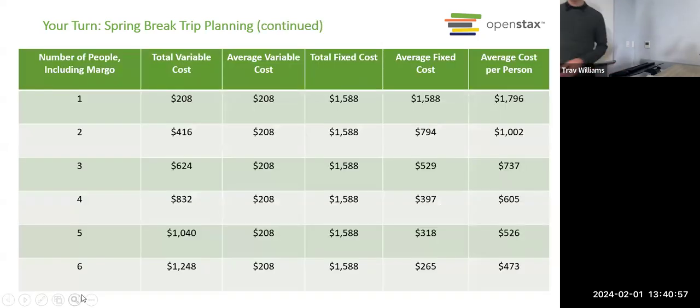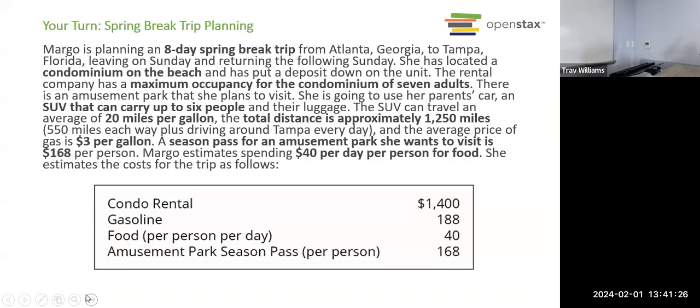Okay. So if we put that into a table, because Margot is just a very analytical person, we would get something like this. The number of people going, including Margot, this would be her going by herself, or we have up to a total of 6 people on the trip. The variable cost per person is $208. Let's see where that comes from.